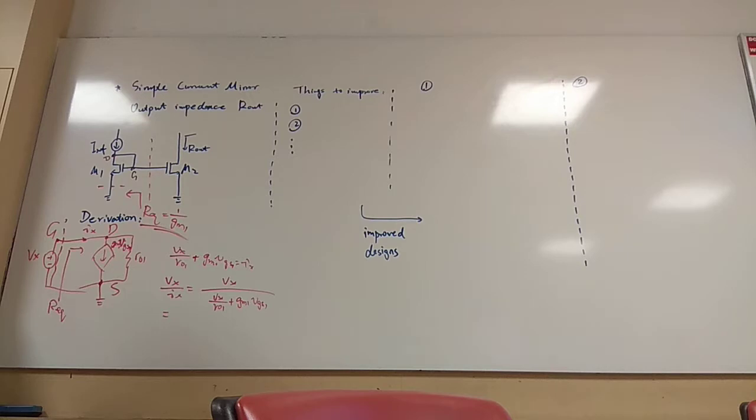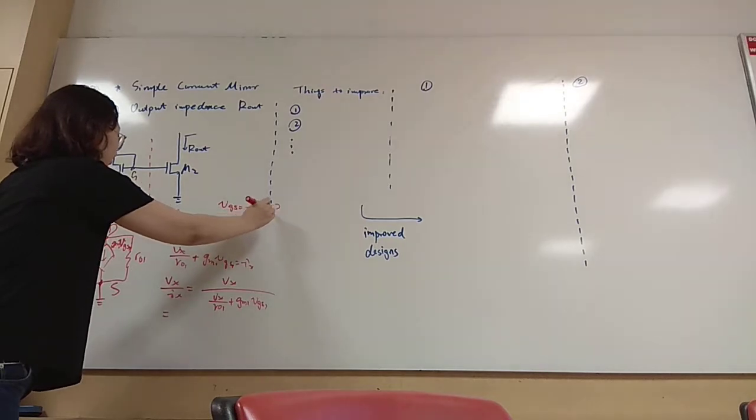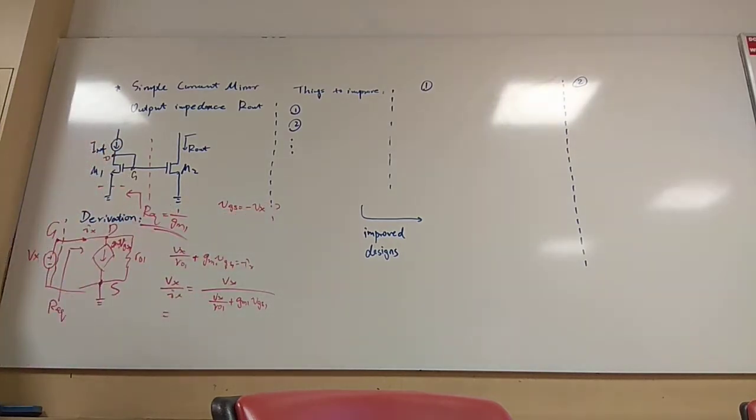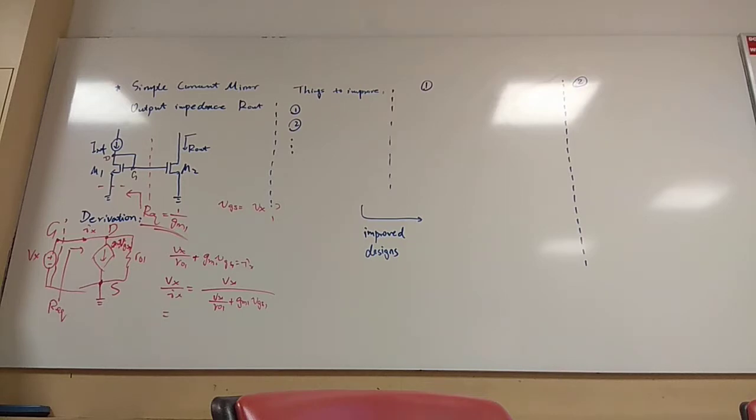Is it like VGS equals minus Vx? Why do you make this statement? Because Vx is from gate to source, that's VGS, and then Vx is like the opposite polarity of VGS. No, VGS equals Vx. Oh, Vx is just like VGS. So VGS equals Vx or VGS equals minus Vx?